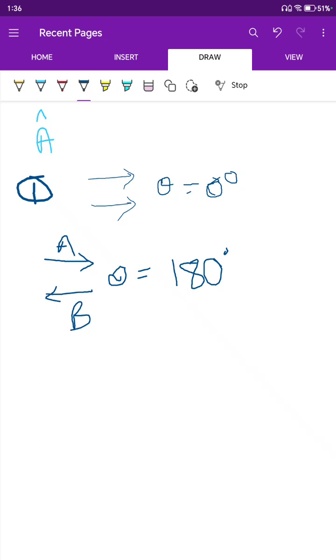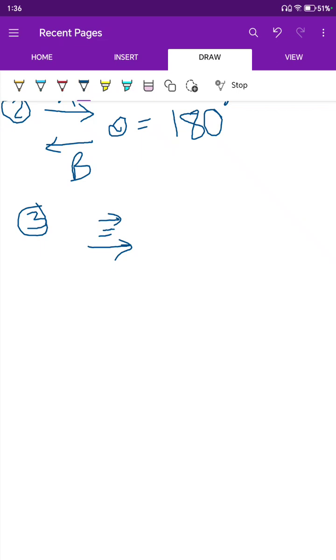Okay, this is the second type. Now you'll see the third type. The third type is equal vector. These are the two vectors with the same direction and same magnitude, so these both are equal, right?